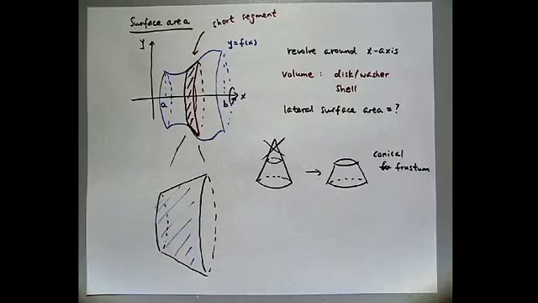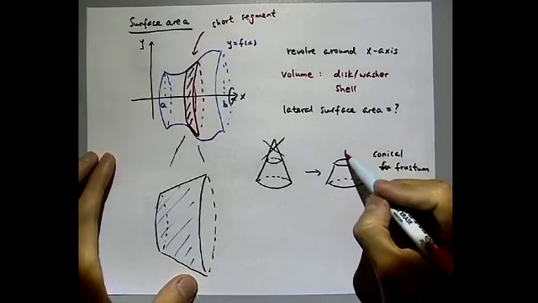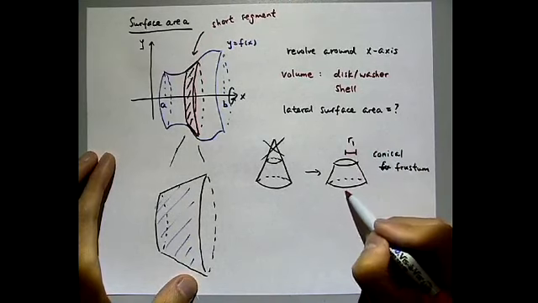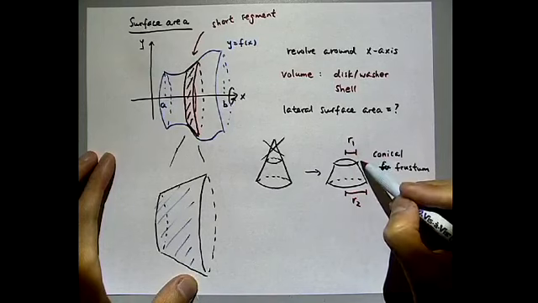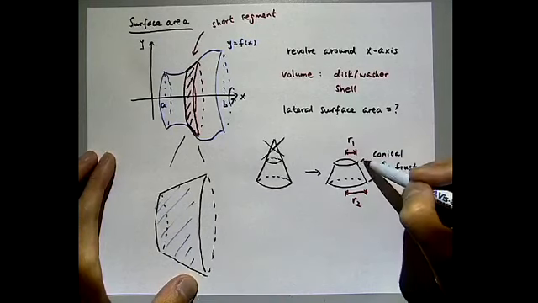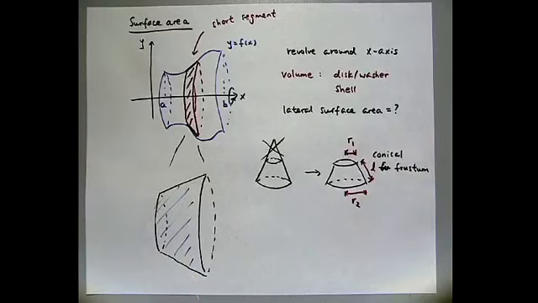It's called a conical frustum. It's part of a cone that you removed a portion of. And it has two radii. We'll call the smaller one R1, the bigger one R2. And we'll call the length of that slanted side L.